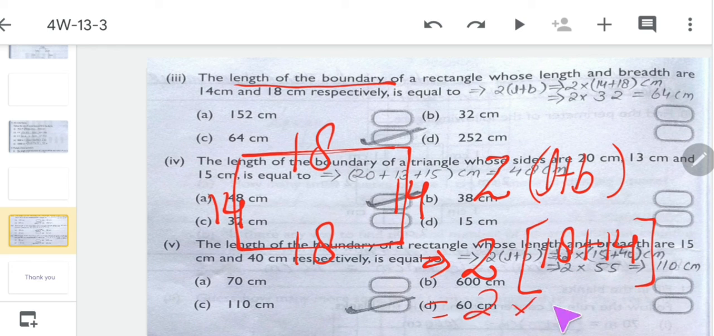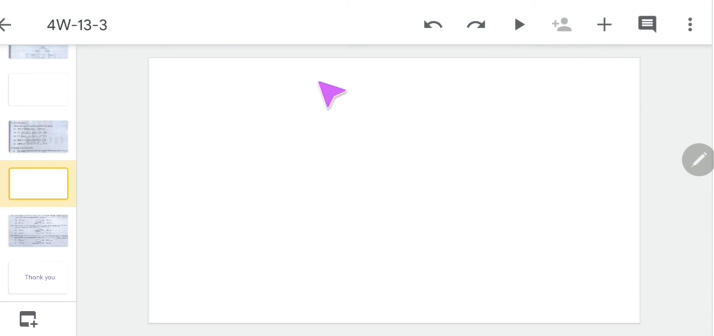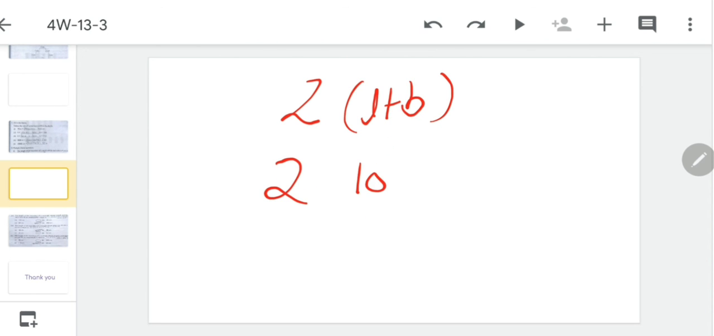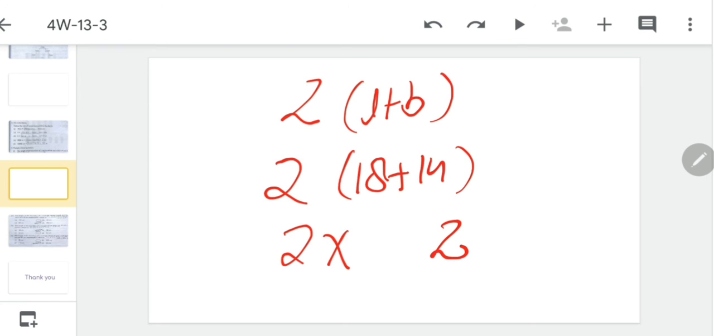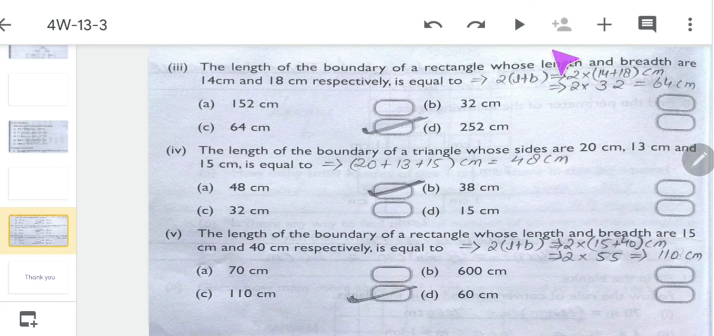So 2 into, let's look at it in a clear page. So we have the formula 2(l plus b). We have 18 plus 14 as the value of length and breadth. So 2 into, the sum of 18 and 14 is, you can see here, 32. So 2 into 32 will be, our answer is 64. Okay. So answer C is correct.